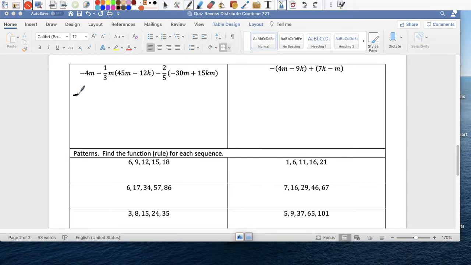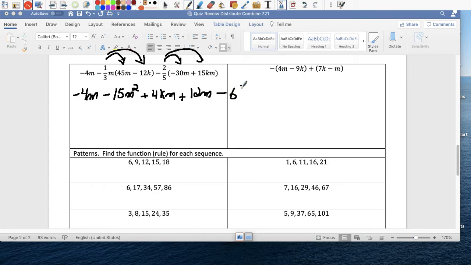So again, negative, that does nothing. Now this does, there's a distributive property here and distributive property here. Negative and the positive is a negative, and 1/3 of 45 is 15. M times m is m squared. Negative 1/3 and negative 12 is positive, and 1/3 of 12 is 4. Don't forget 4km. Okay. And then negative times a negative is a positive, and then 3 divided by 5 is 6. 6 times 2 is 12. We get 12m. Negative times a positive is a negative, and 2/5 of 15. 15 divided by 5 is 3 times 2 is 6. Don't forget 6km.